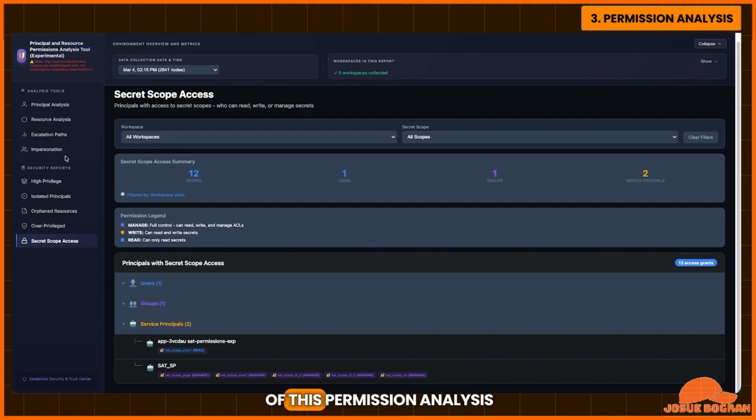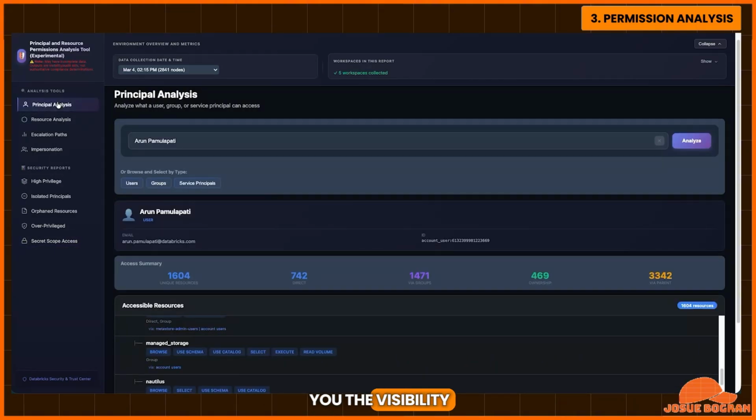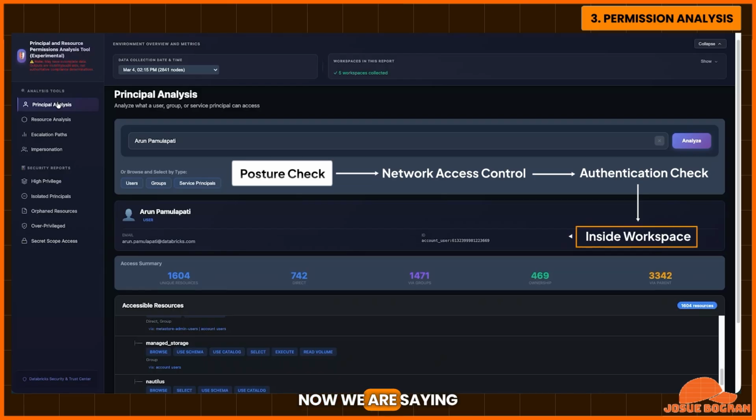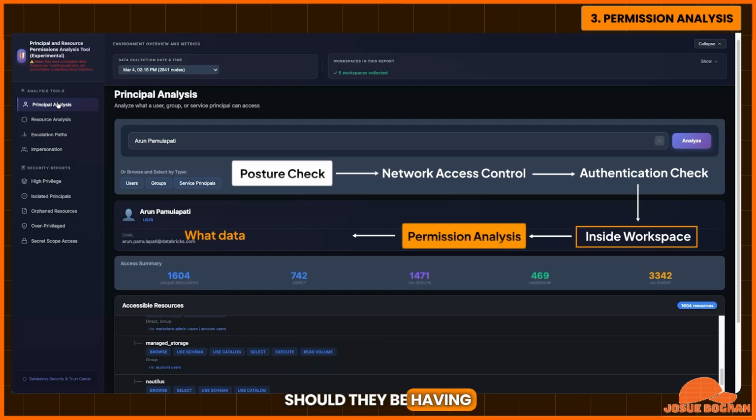So ultimately, the goal of this permission analysis tool is to give you visibility once the user is authenticated and authorized. Remember, the security posture check is, can they come to this workspace from your network? That's good, so you are stopping anybody who is not on your network from coming into your workspace. Then, do they have privileges? Can they actually single sign on? Do they have multi-factor authentication? Right? So now they are in the workspace. Now we are saying, in defense in depth, should they have access to this data? Because not everybody should have access to all data sets that are available.